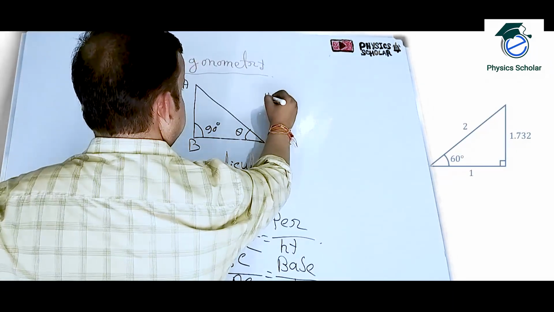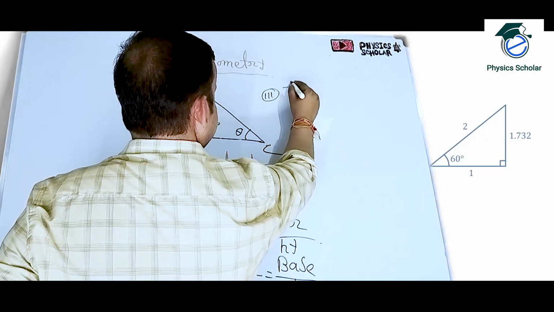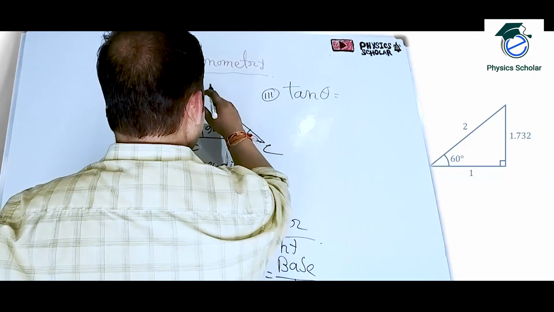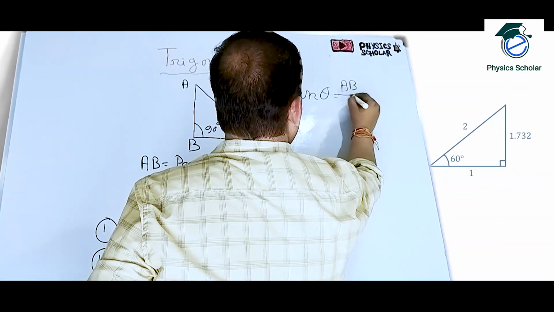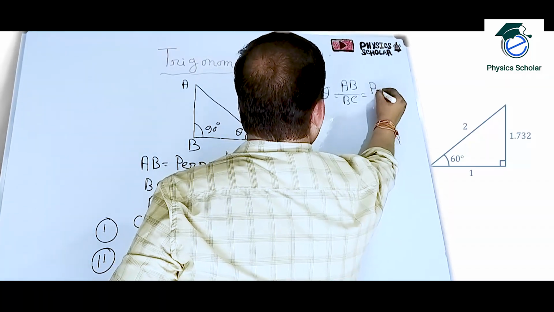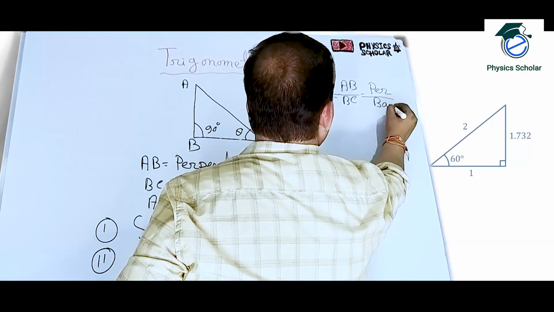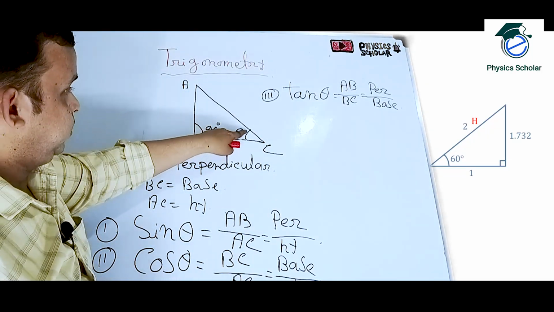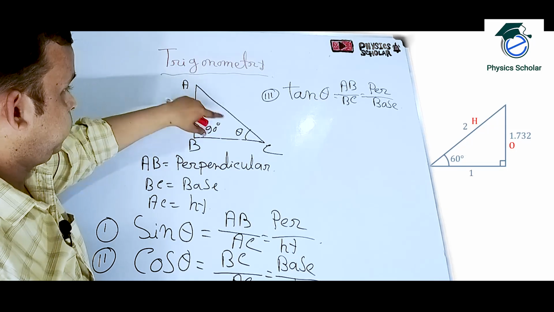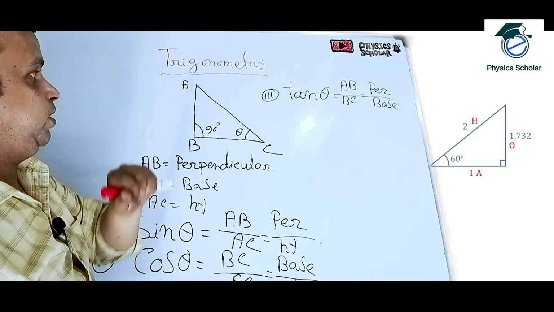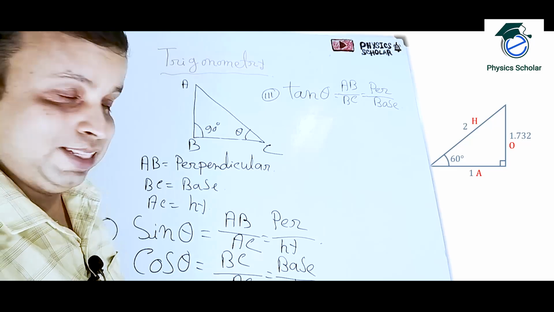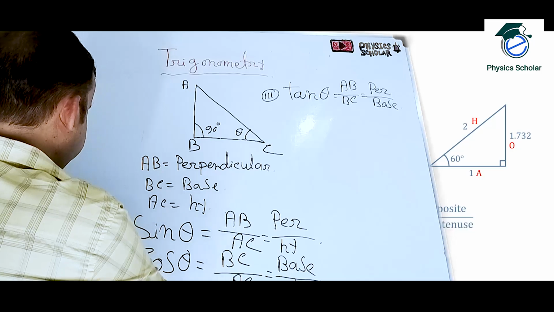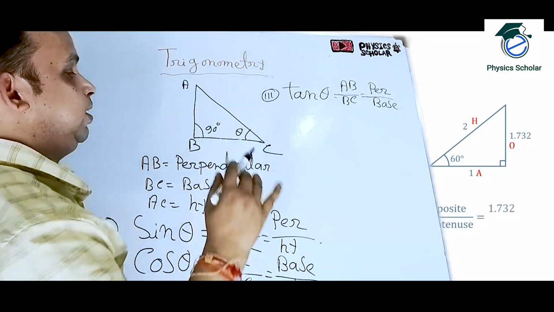Next we have tan theta. Tan theta is equal to perpendicular by base. In this triangle, this is the angle theta, so this will be the perpendicular and this will be the base. So AB by BC: tan theta is equal to perpendicular by base. Clear? So three main things we have written: sin theta, cos theta, and tan theta.